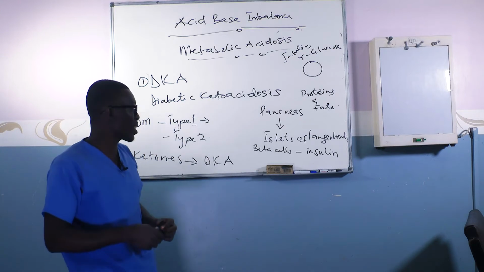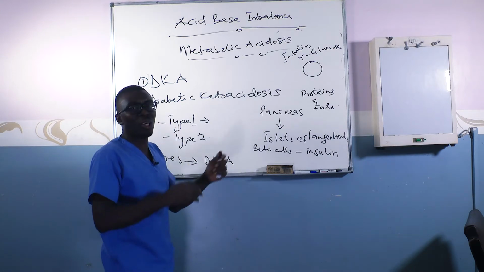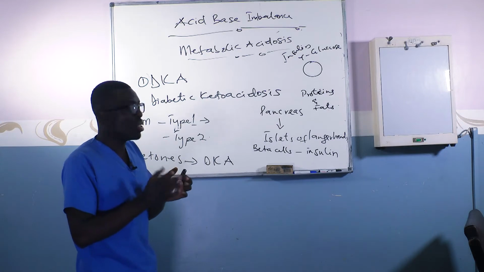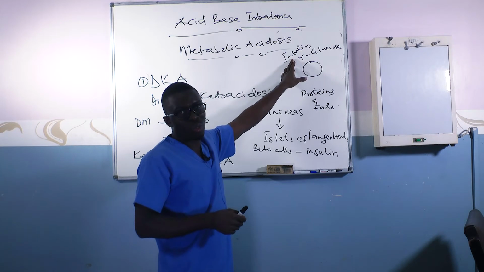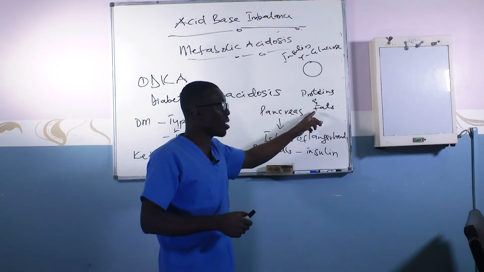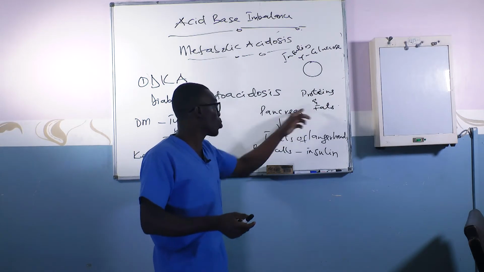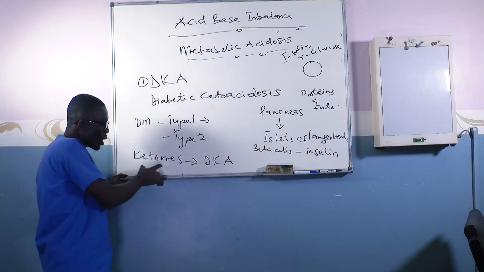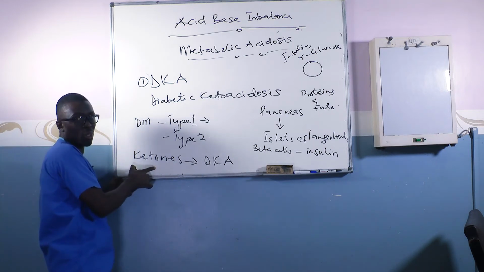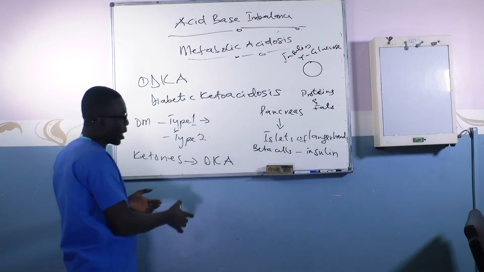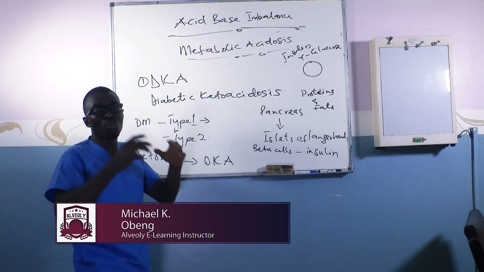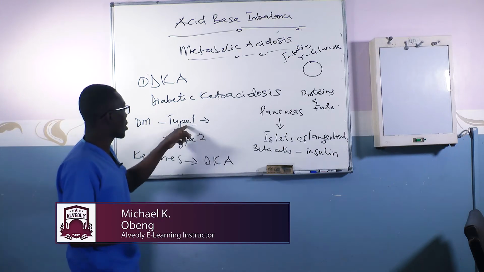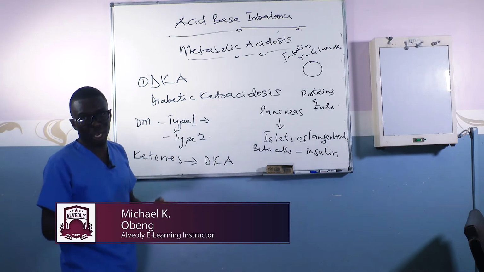So because of that, our body one way or the other has to find a way to generate energy without the use of what? Glucose. So it uses what? Proteins and fat to generate energy. Then in the course of doing that, there are some byproducts which are produced, which are known as what? Ketones. These ketones accumulate in the blood, then it leads to what? The occurrence of DKA. So DKA is mostly a complication of what? Type 1 diabetes mellitus.